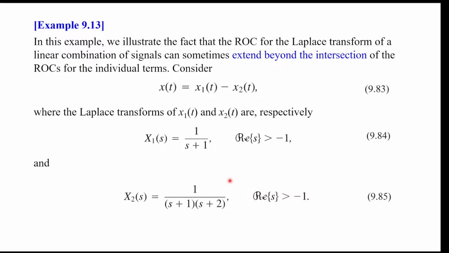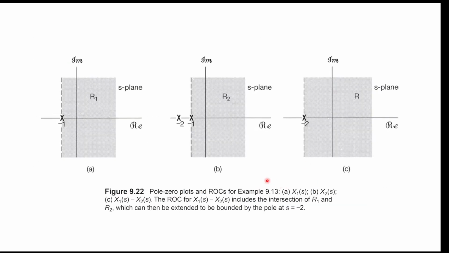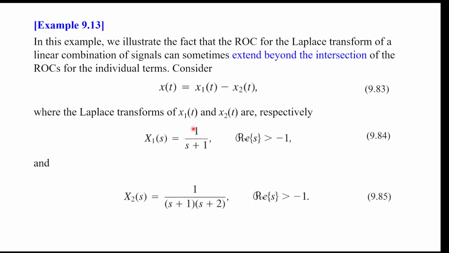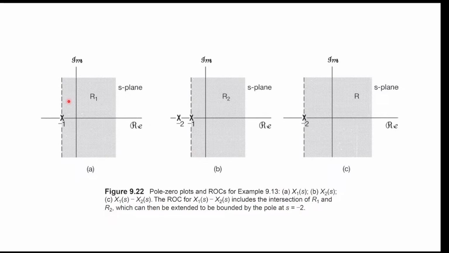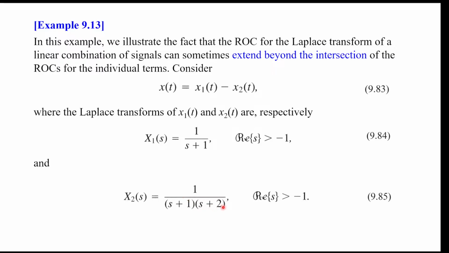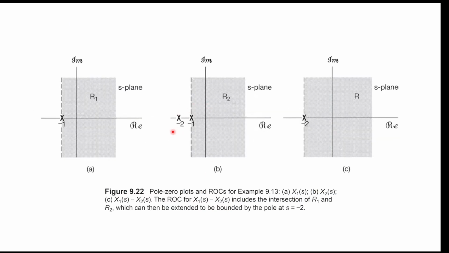So for example, if your x1 is 1 over s plus 1, and your x2 is 1 over (s plus 1) times (s plus 2). Okay? And we choose the ROC to be on the right-hand side for both, so greater than -1, greater than -1. Okay, so we look at the pole-zero plot of those two things. So R1 is this thing. 1 over s plus 1 has a pole at -1, and 1 over (s plus 1)(s plus 2) has poles at -1 and -2.